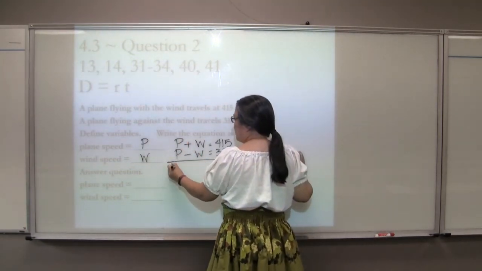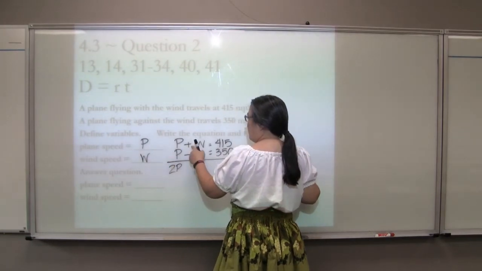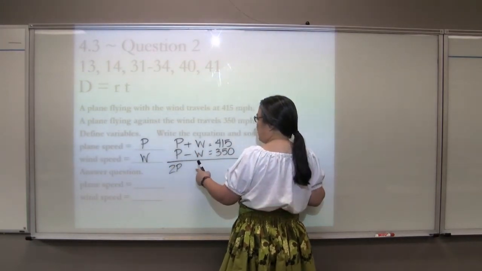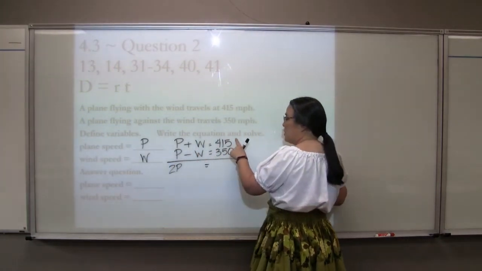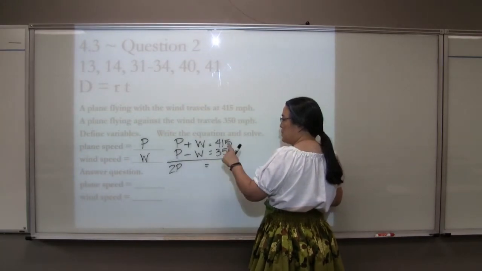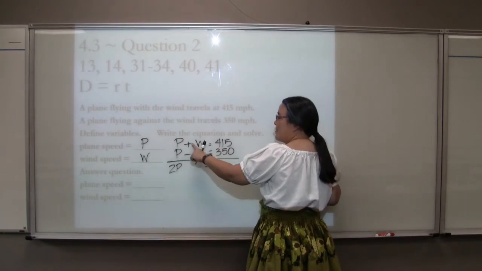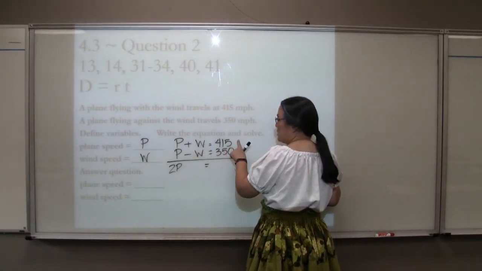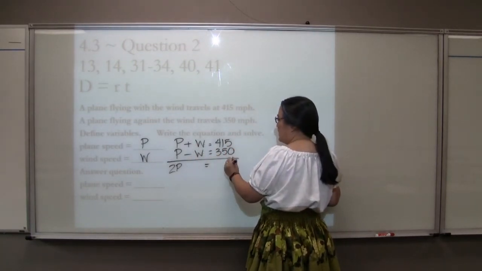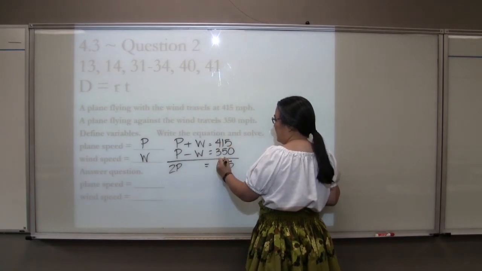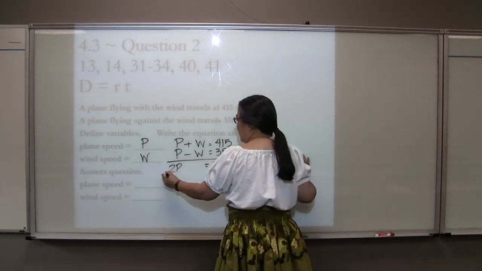P plus P is 2P. Positive W plus negative W will give you 0, and then make sure that you're adding. Because remember from last question, a lot of students see the larger number on top, smaller number on the bottom. They think that they just subtracted, so then they start subtracting here, but we need to add. And then divide by 2.